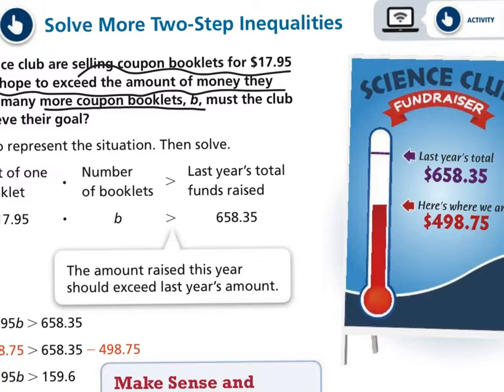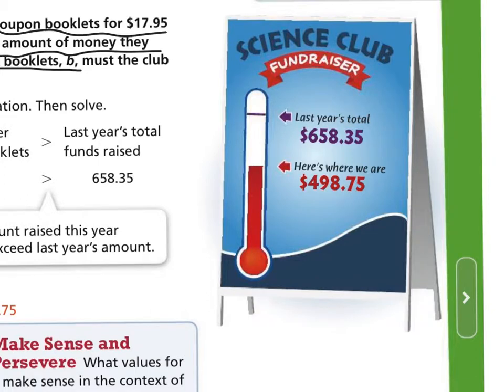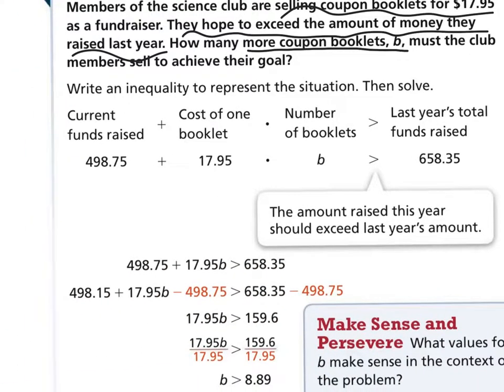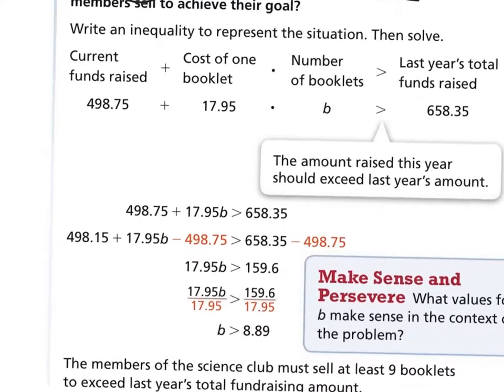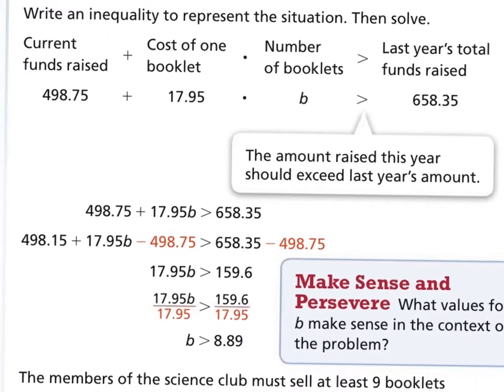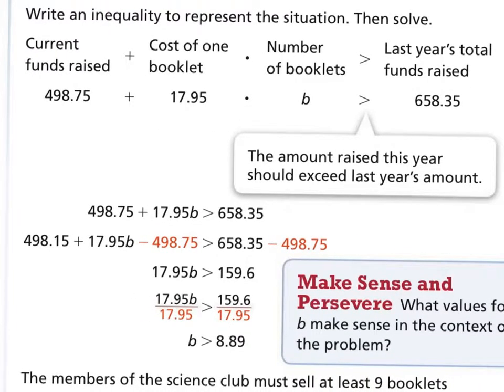So if you look at the information over here, you can see last year they raised $658.35, and so far this year they've raised $498.75. So they started off with an inequality, so they said they've already raised $498.75 plus $17.95 times however many more booklets they're going to sell, and we want that to be greater than $658.35 that they raised last year.